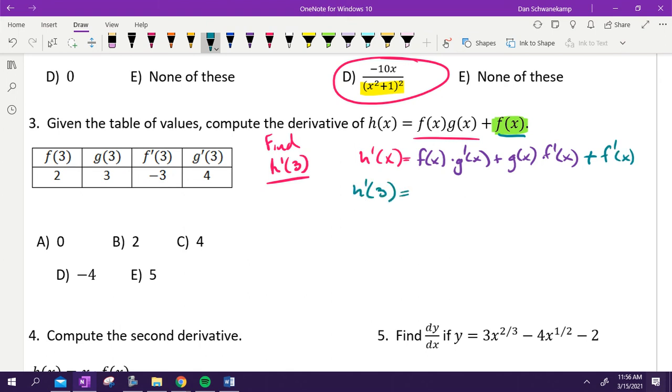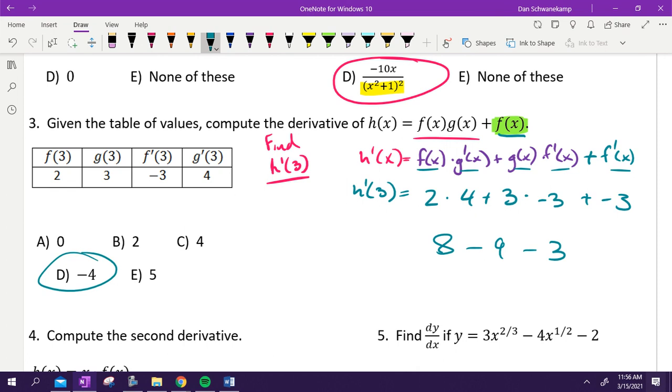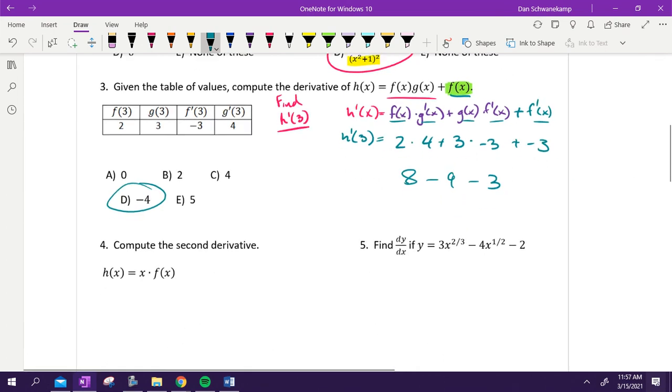We're going to find h prime at 3. So everywhere I have one of these guys, I'm going to plug in the value. So f at 3 is going to get me 2. g prime at 3 is 4, plus g at 3 is 3. f prime at 3 is negative 3, and then plus a negative 3 at the end. That's 8 minus 9 minus 3. It gets me negative 4. Questions there? Let's jump to the hardest one.